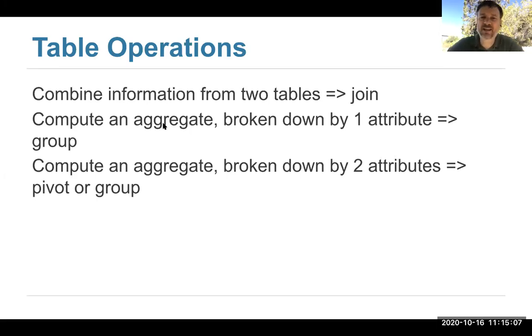And if you want to break it down by two attributes, want to break it down both by zip code and by whether you're employed or not, then you should be thinking about either pivot or group. Often pivot produces a more useful table. It's kind of a two-dimensional table where the rows represent one attribute and the columns represent the other attribute. Also, you could use dot group where you group on multiple columns, and that will find all combinations of those two attributes.